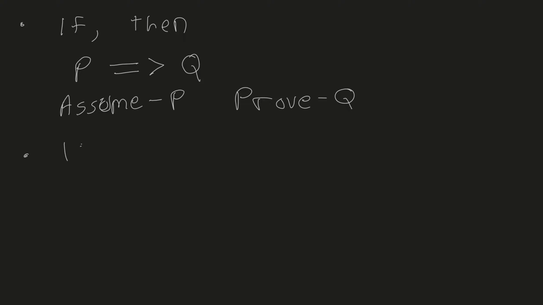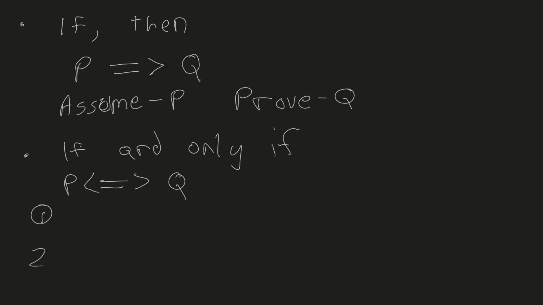For an if and only if statement, it looks like this with a two-directional arrow. So remember when we did the one-directional arrow in the if-then statement, we assumed the first part and proved the second part. Since this is an if and only if statement, there are two steps we should follow.